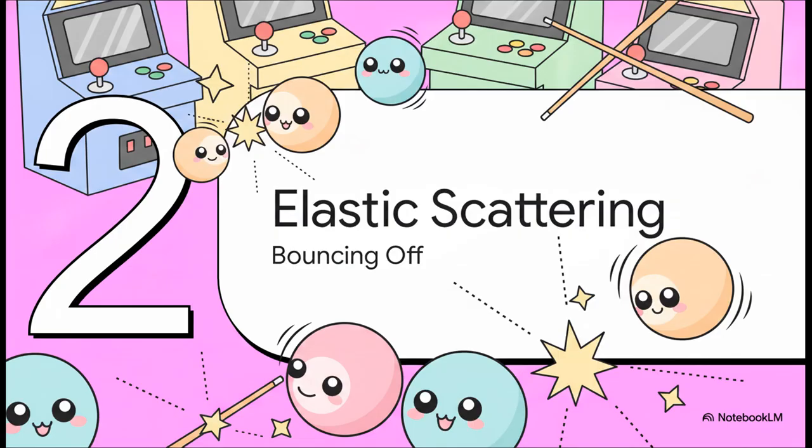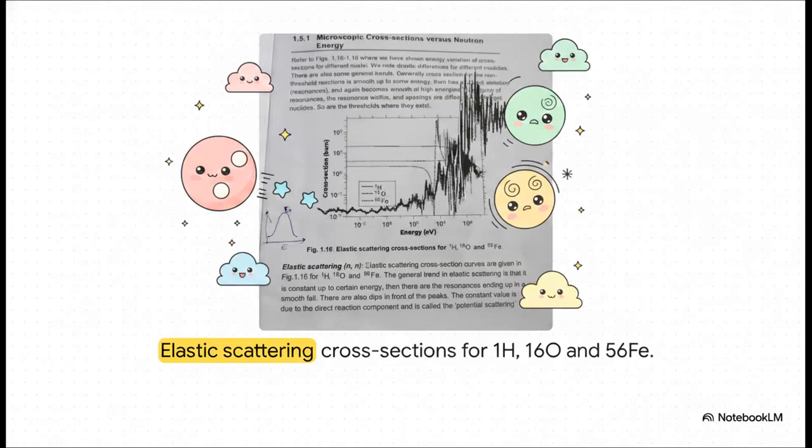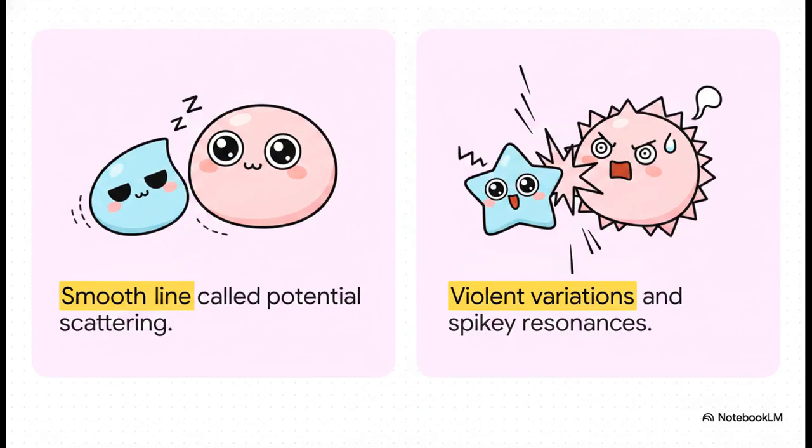In our arcade game analogy, this is basically just neutrons bouncing off atoms like tiny billiard balls. Now take a look at these elastic scattering cross-sections. Notice those crazy spikes on the right side? If you're just glancing at this data for the first time, it looks deeply intimidating, right? Like a heart monitor totally gone haywire. But I promise you, it actually follows a very clear, simple pattern once you know how to read it. Let's break that down simply.